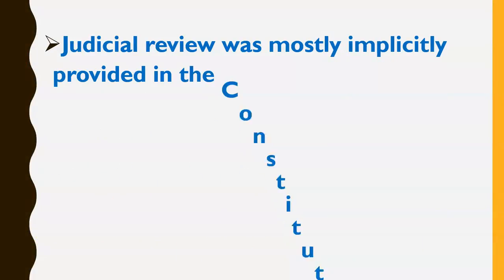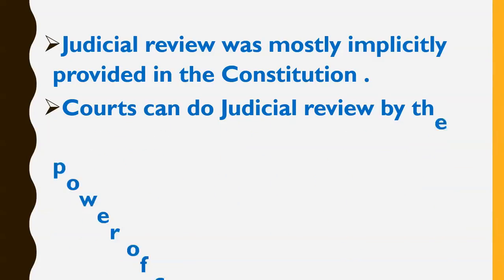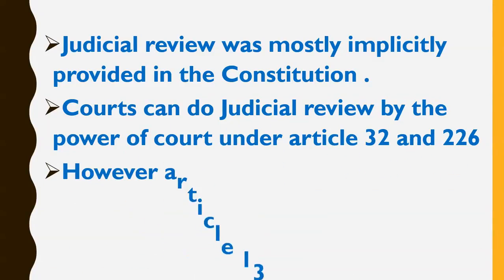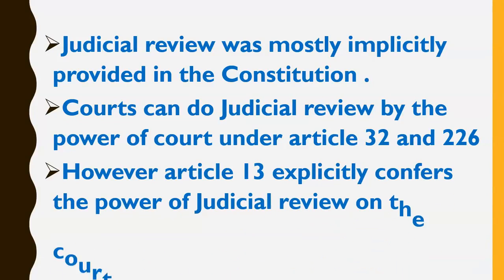Now friends, judicial review was mostly implicitly provided in the Constitution. Now what does it mean? It means that the power of judicial review is not directly written in the Constitution. It is provided by the Constitution indirectly through many provisions. For example, courts can do judicial review through the power of the courts under Article 32 and Article 226. For example, the Supreme Court has the power of writ jurisdiction under Article 32, and High Courts have the power of writ jurisdiction under Article 226.